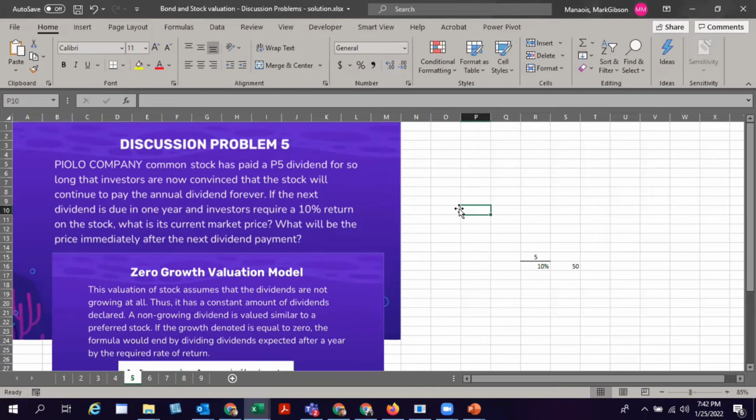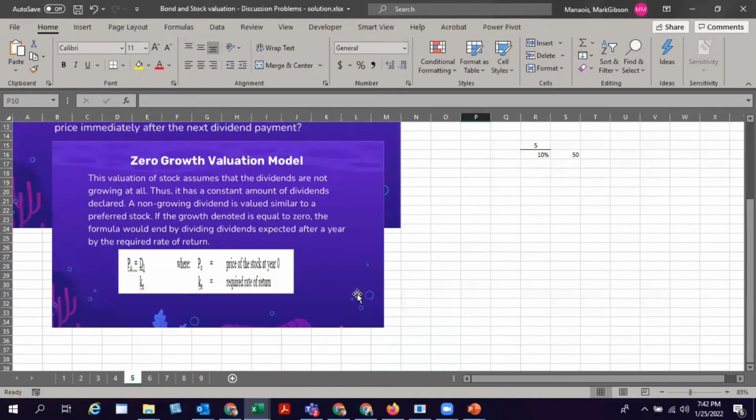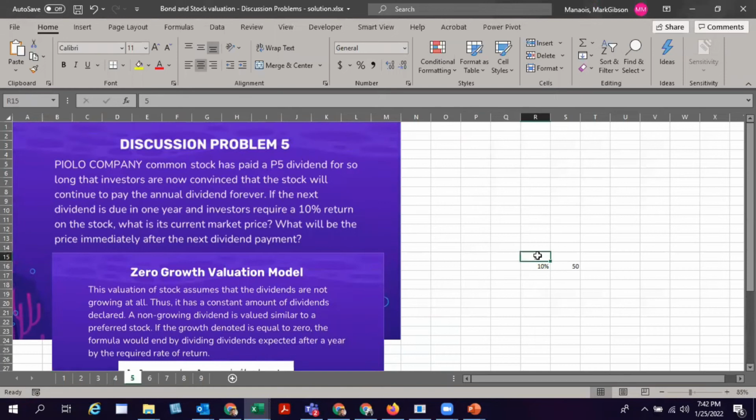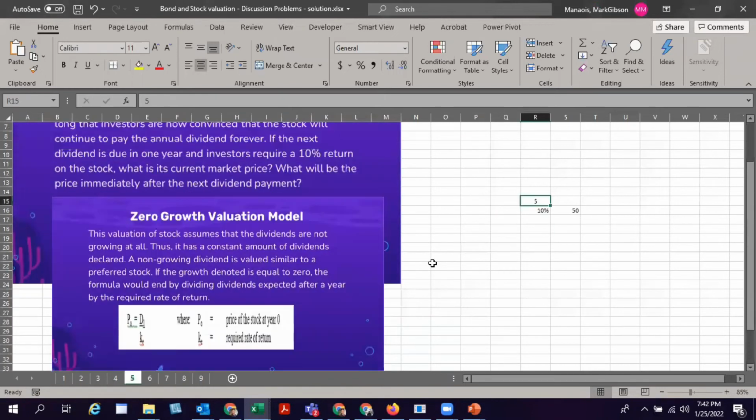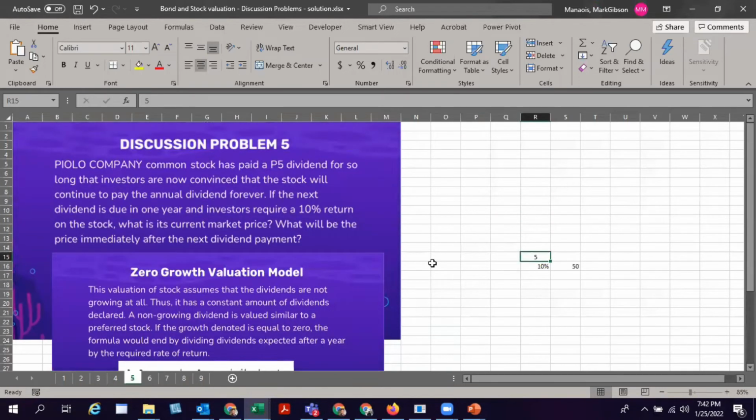So if the next dividend is due in 1 year and investors require a 10% return on the stock, what is the current market price? What will be the price immediately after the next dividend payment? So again, what's the formula? The formula is D sub 1, the dividend next period. So that's 5 over 10%. Now 10% is the required rate of return. So the price is 50.